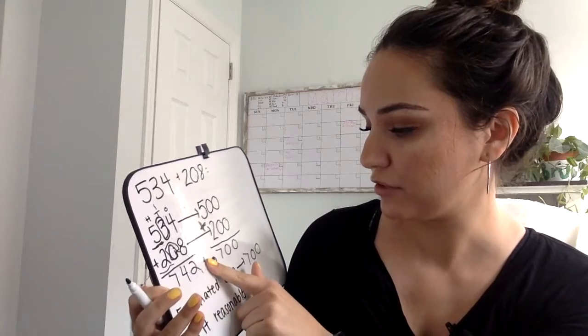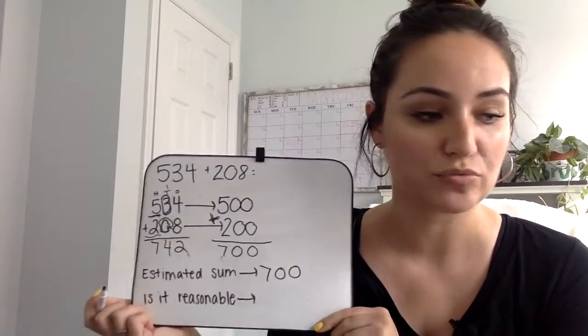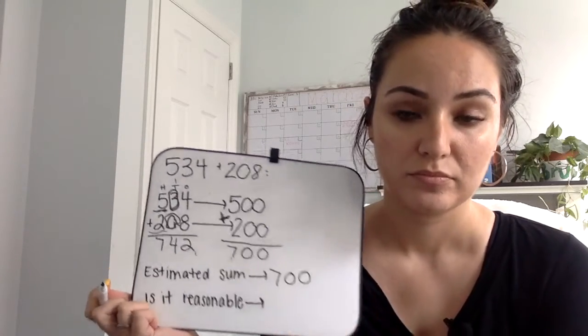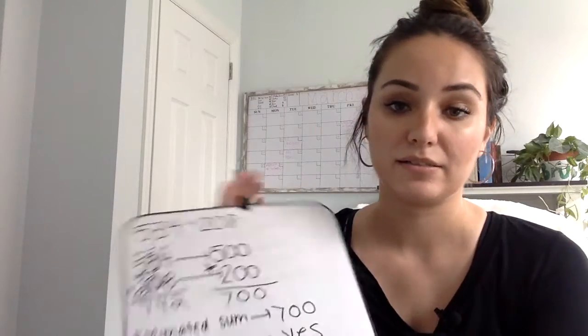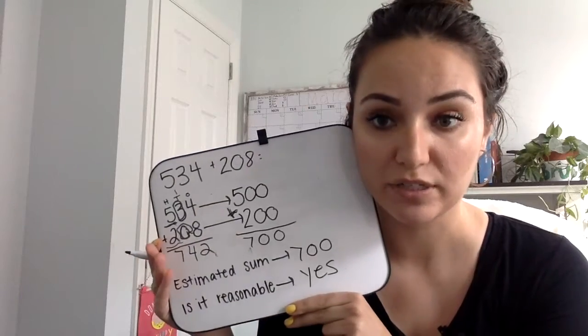Between 742 and 700, do you think 700 is reasonable? Would you say that it is a reasonable answer? What do you think? I would say yes, it is a reasonable answer because it is still within 700, okay? So that is your job for reteach page 14, numbers 1 and 2, and I hope that helped to clear it up a little bit.